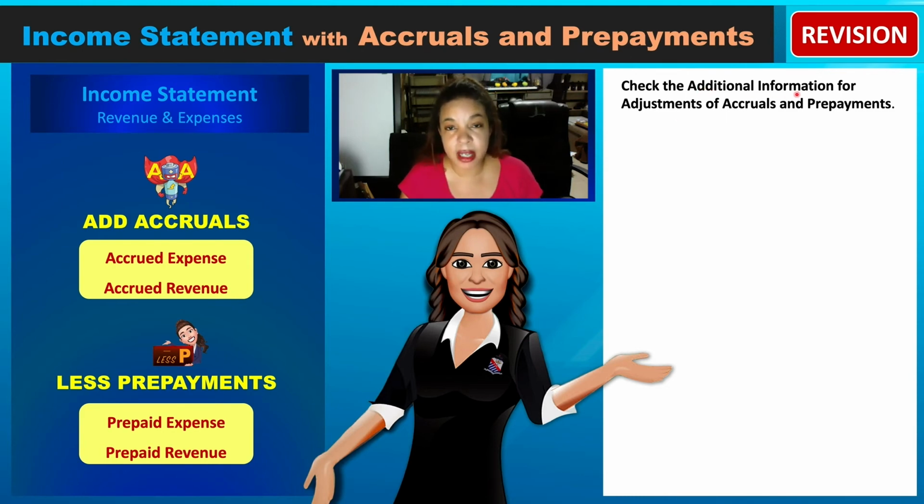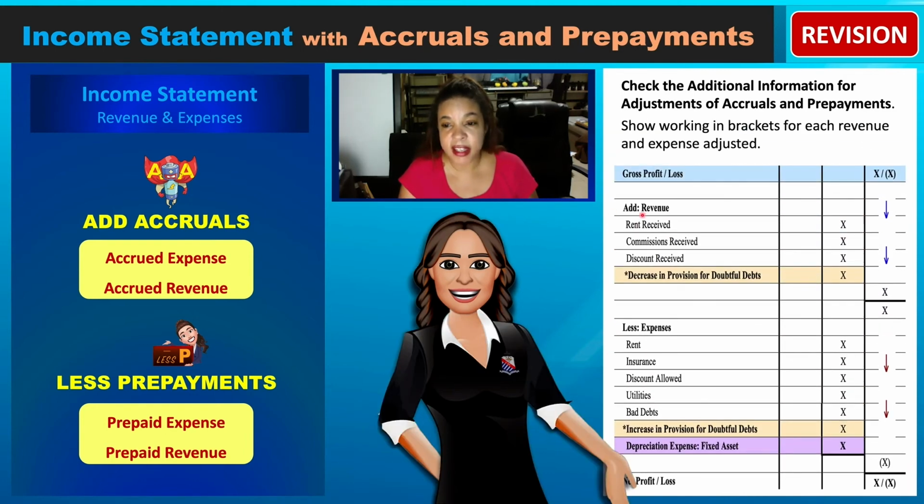So you will go and look at your trial balance and your additional information. In your trial balance, you're going to identify your expenses, and then you will check your notes. Sorry, before you identify your expenses, you identify your revenue. Here we have rent received, commission received, discount received. You list it, you check in your additional information, and if there's an accrual, you will add it. If there's a prepayment, you would less it.